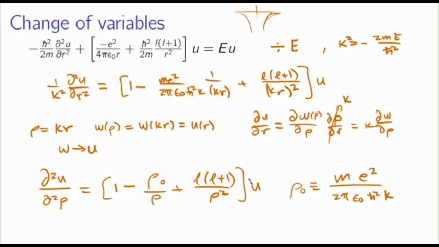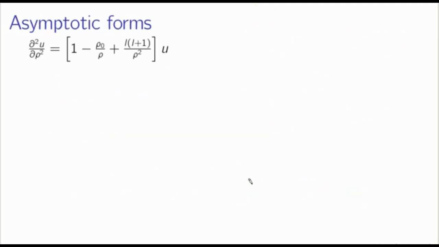So let's take a look at what those asymptotic forms are. The first asymptotic form that you might think of is, let's see what happens when rho goes to infinity, i.e. very, very large rho. Well, if rho is very, very large, rho naught over rho is going to be very, very small, and l(l+1) over rho squared is going to be even smaller. So really the only relevant term we're going to have in our equation for u with respect to rho is this 1. So the equation we're working with is going to be second derivative of u with respect to rho is equal to u.